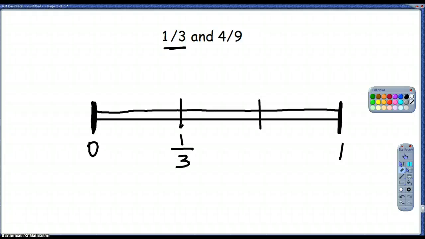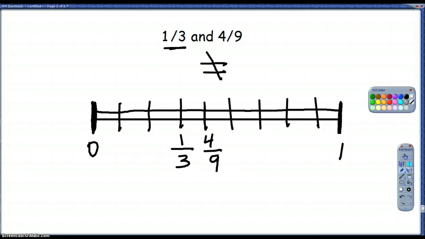Now 4/9, I'm going to split each of these into 3 equal parts, so I'll have 9 total. And 4/9 would end up 1, 2, 3, 4, just a little bit to the right. See, 4/9 is a little bit bigger than 1/3, so these are not equivalent. And then if I want to take off the thick number line, I can just see it as a number line without that other piece on it.